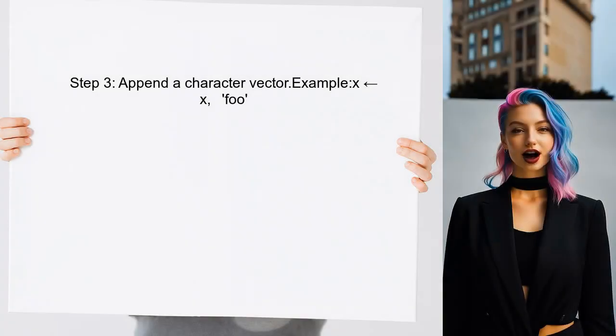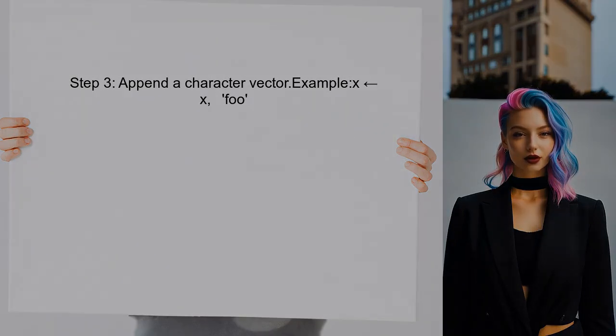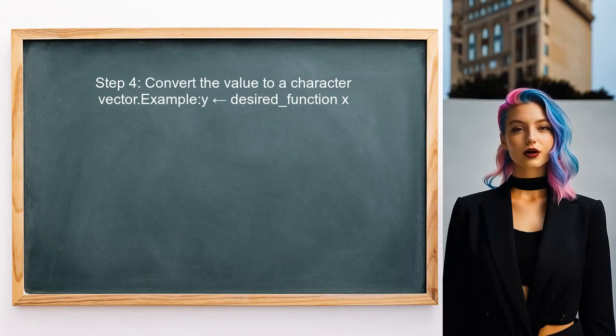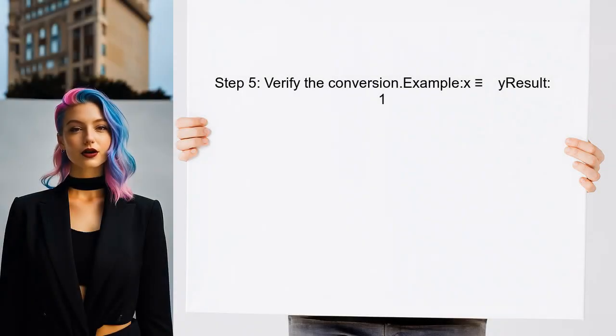Now, the user should append a character vector to the existing nested vector. This allows for additional data to be included in the final output. After preparing the value, the user can now apply the desired function to convert it into a character vector. This function will format the value correctly for use with the evaluation operator. Finally, the user can verify that the conversion was successful by using the evaluation operator. This checks if the original value and the evaluated character vector are equivalent.